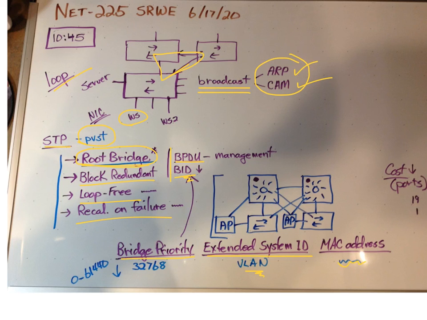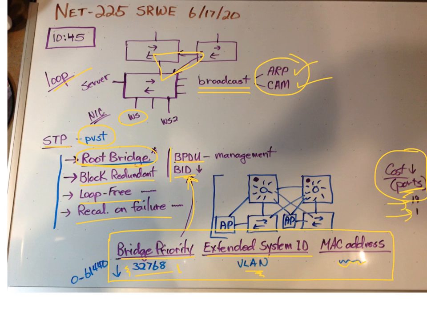Then they have the MAC address. This is the default value. So this whole thing is the bridge ID. By adjusting this first part, you can then create what would be the root bridge. Now we talked a little bit here about ports, cost of ports using spanning tree. That's it.